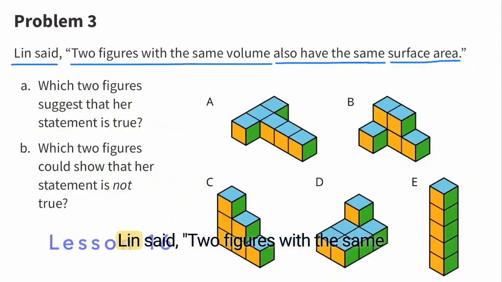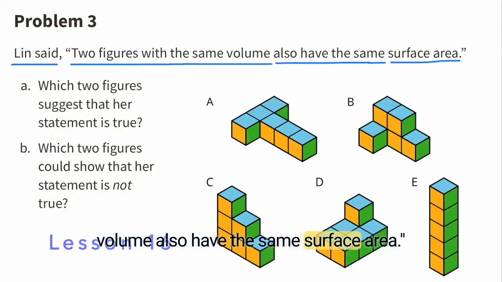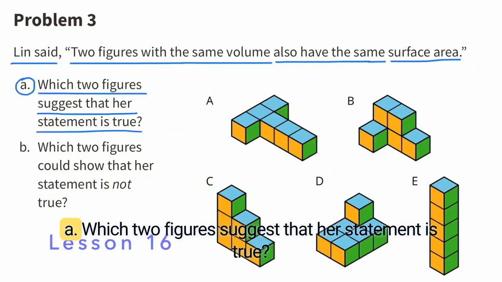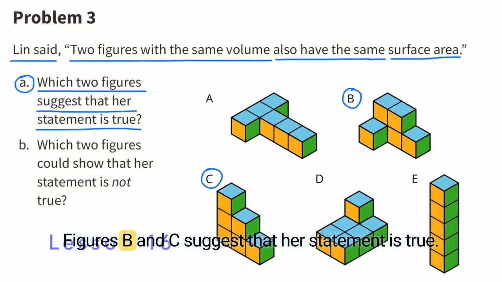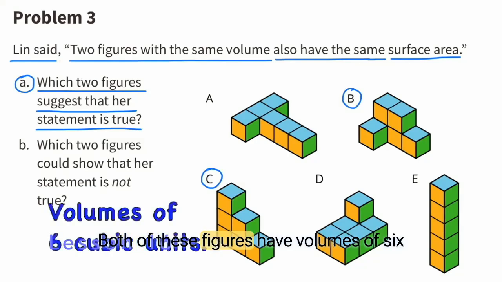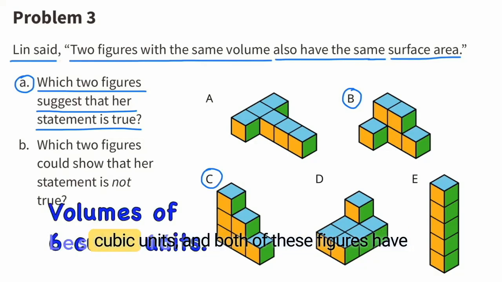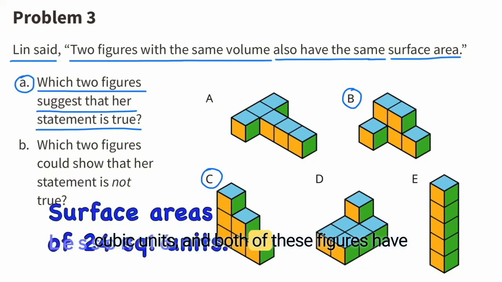Number 3. Lynn said, 2 figures with the same volume also have the same surface area. A. Which 2 figures suggest that her statement is true? Figures B and C suggest that her statement is true. Both of these figures have volumes of 6 cubic units, and both of these figures have surface areas of 24 square units.